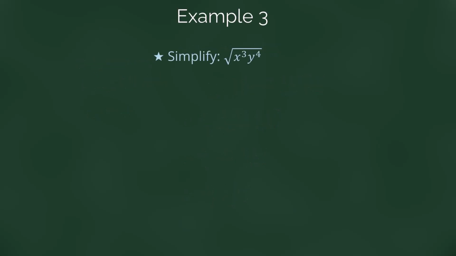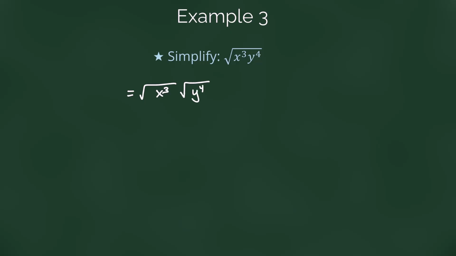All right, in this next example, notice we're not dealing with numbers now, we're dealing with variables, but that's okay, we can use the same idea. So our index is once again 2, so we're looking for perfect squares. The first thing I'm going to do is rewrite my expression by splitting up the variables because we have to deal with each of them separately.